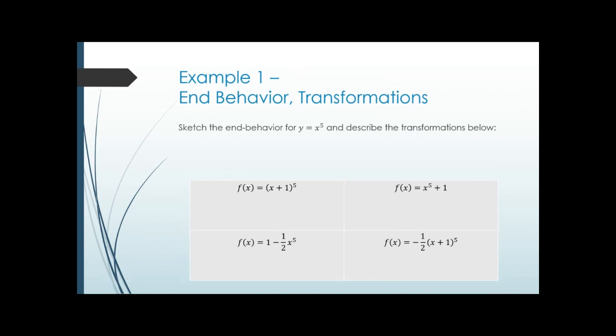So we're going to start by sketching end behavior and also talking about transformations at the same time. Here I have: sketch the end behavior for y equals x to the 5th and describe the transformations below. So our highest exponent is 5. We say the degree is 5, and this is an odd number. And the coefficient in front of that degree, the leading coefficient, is 1, because there's no number, so that's positive.